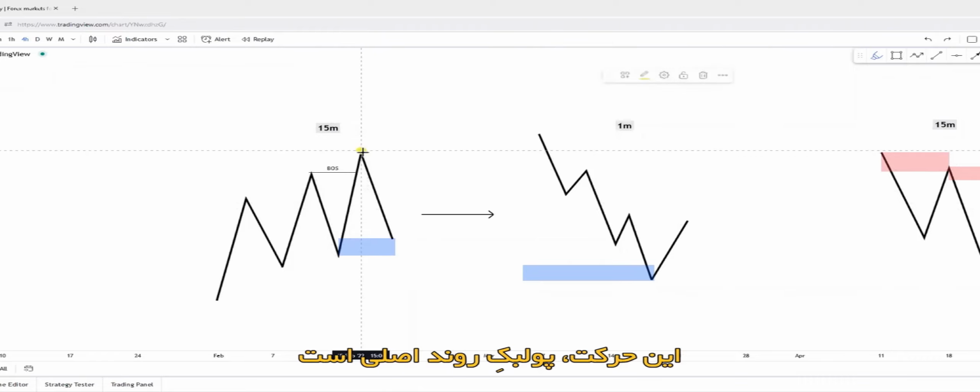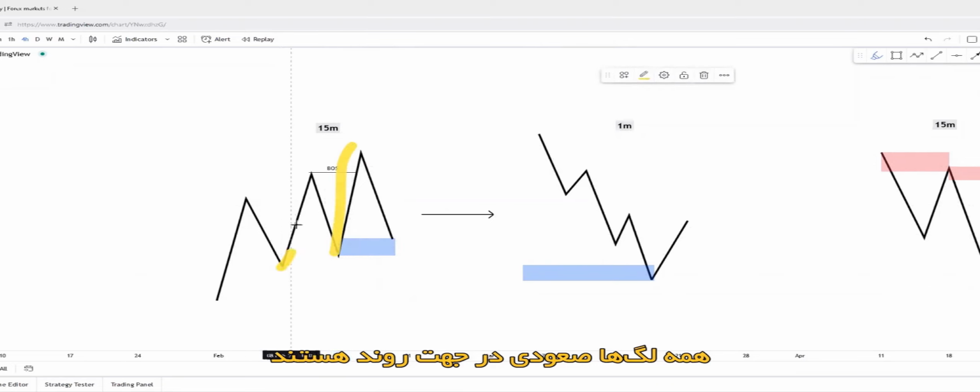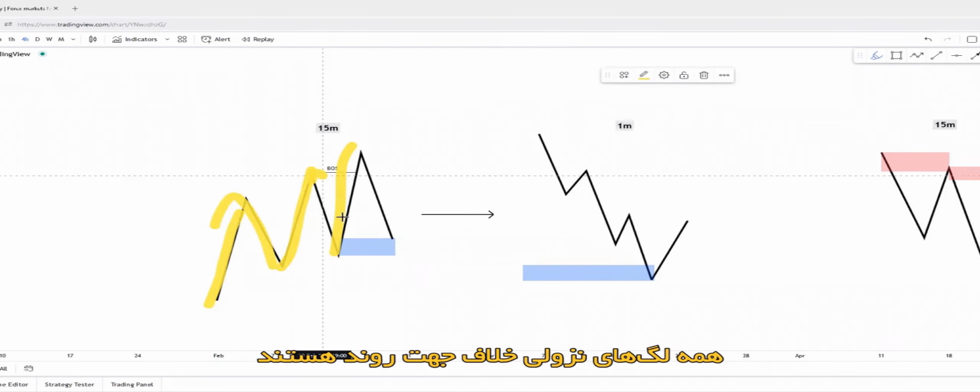So this movement on the 50-minute chart is a pullback of the main trend, right? So this is the main trend. All of the up legs are the main trend movements. All of the down legs are the counter trend movements.